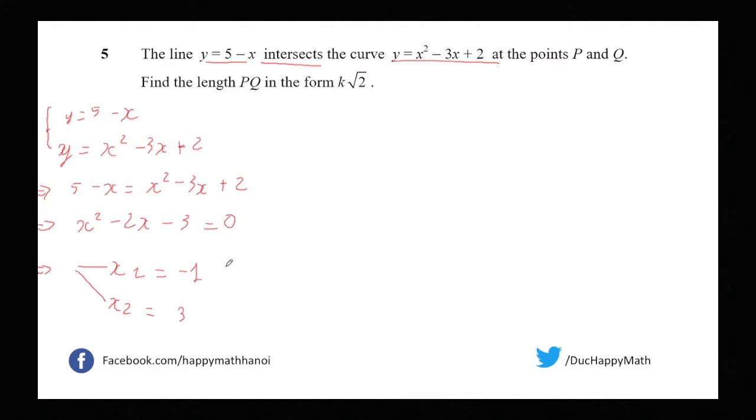So when x1 equals minus 1, it means y1 is 6. Okay, 5 minus minus 1 is 6. So y2 will be equal to 5 minus 3, equal to 2. So the first point, for example P, is (minus 1, 6). Q is (3, 2).